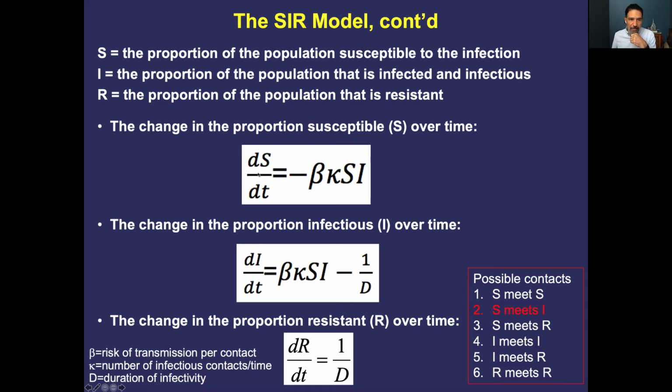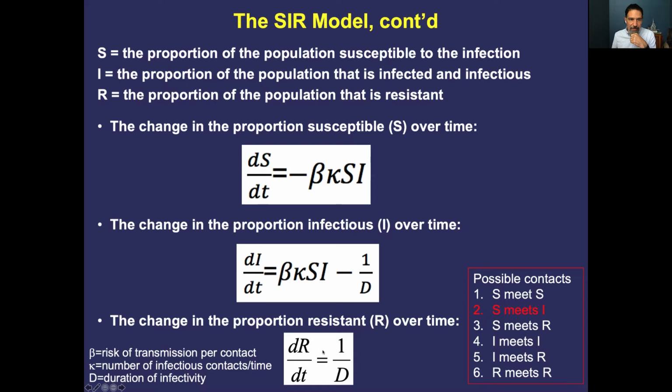So the number of susceptible is something that is going to decrease over time. The change in the proportion infectious over time, or dI/dt, is beta kappa times the susceptible proportion and the infected proportion, minus 1 over the duration of the infection. And the change in the proportion resistant over time is dR/dt, which is equal to 1 over the duration.